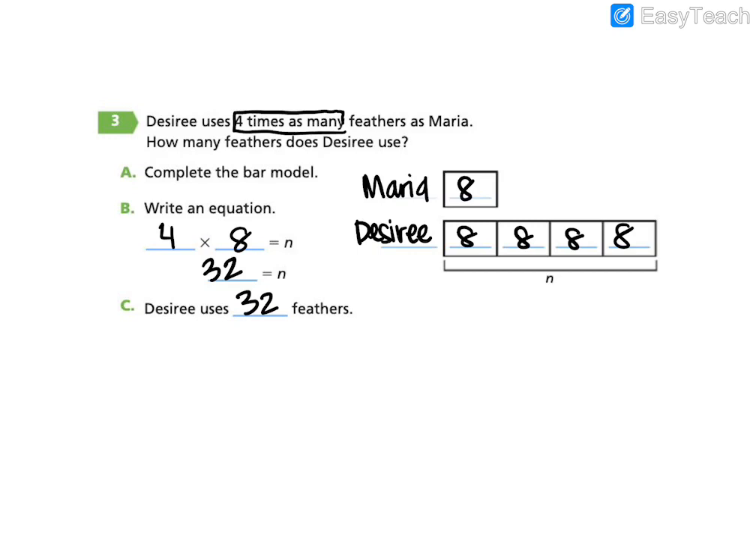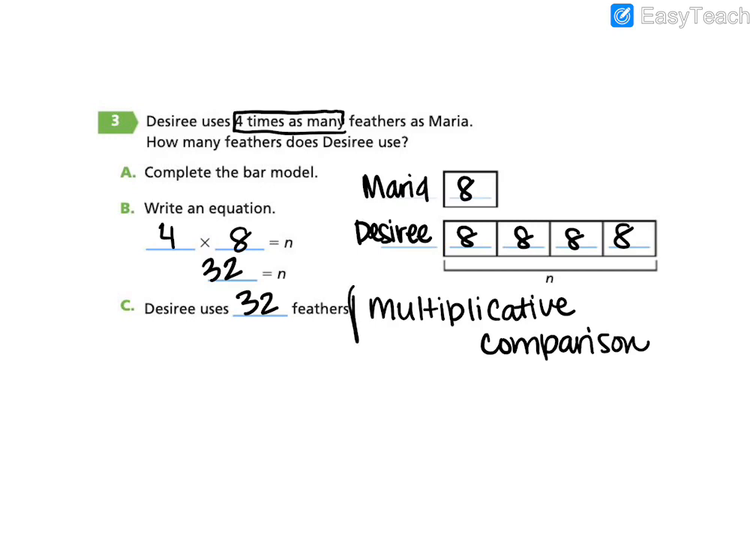Go ahead and pause. Determine, is this an additive comparison or is this a multiplicative comparison? Right, and let's check. This is a multiplicative comparison. It is talking about times as many.